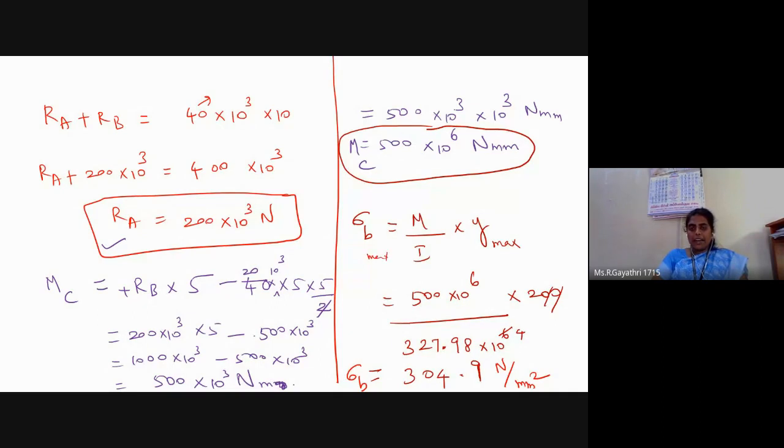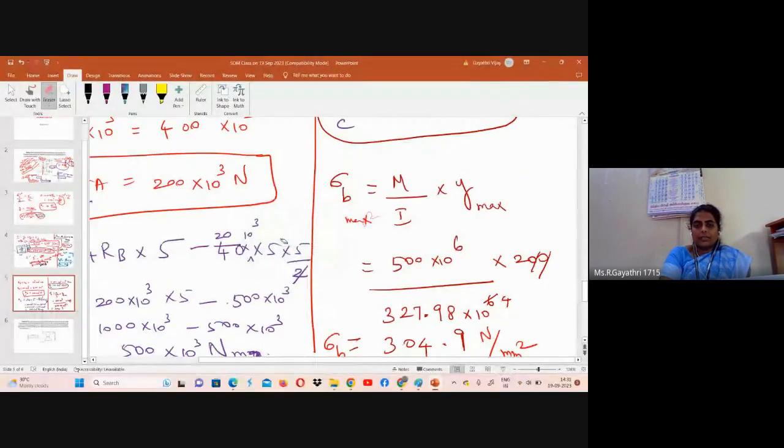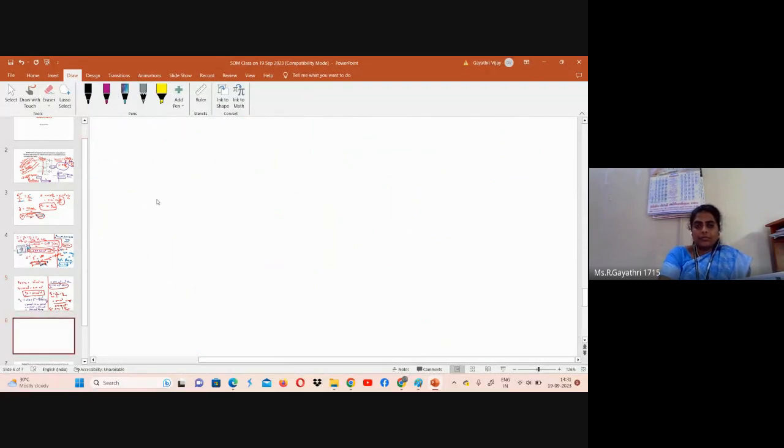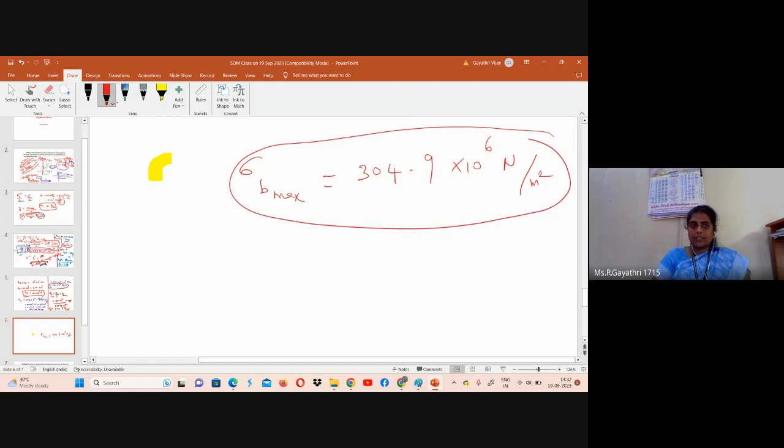Okay, next we can substitute all these values in the bending stress equation. Bending stress sigma max is equal to 304.9 Newton per mm square, or maximum bending stress is equal to 304.9 into 10 power 6 Newton per meter square. Okay, first question over.